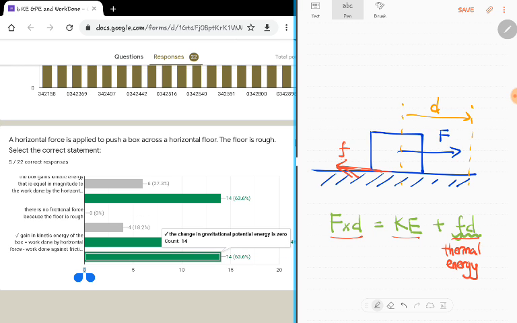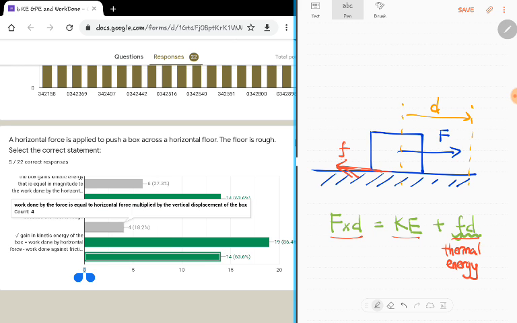Right? So next, I think this one everybody got it correct. There's no frictional force because the floor is rough, so of course that's wrong. And then the next one, work done by the force is equal to horizontal force multiplied by the vertical displacement. If you picked this, I guess it's a careless mistake because you didn't see that it's a vertical displacement. There's no vertical displacement up here, and there's only the horizontal displacement D. So of course, this is wrong.